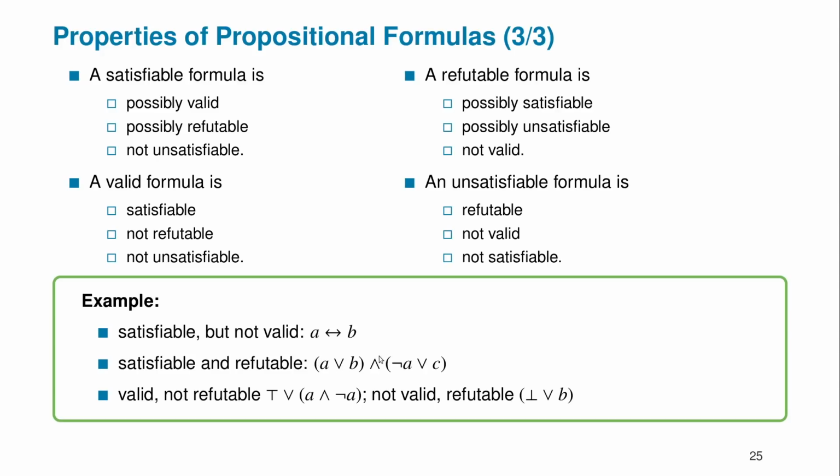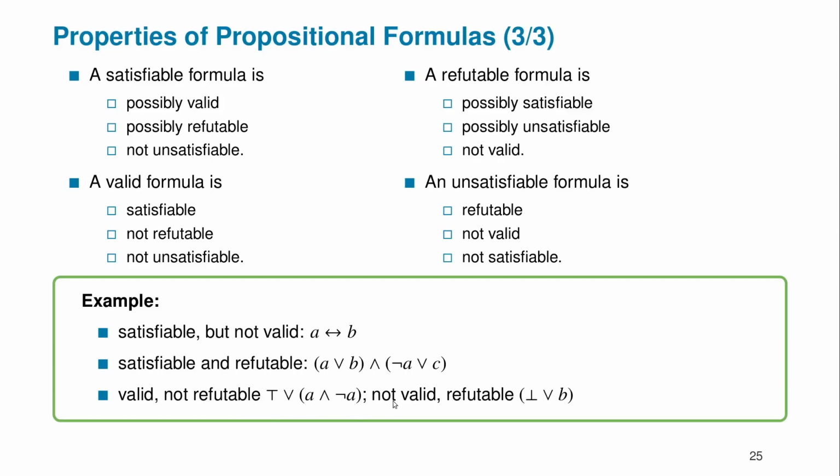We also have here A or B and not A or C, so we can find an assignment under which the formula evaluates to true, but we can also find a counter example. A formula that is valid and hence not refutable is top or something. As we have said before, as soon as one immediate subformula of a disjunction is true, then the whole thing is true, and top is always true, therefore this part is true.